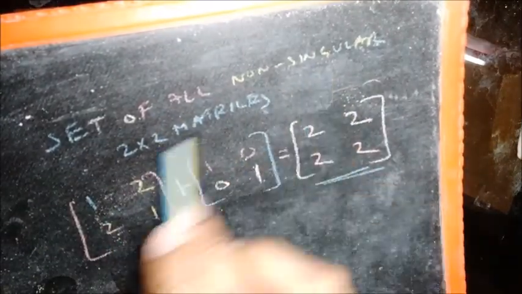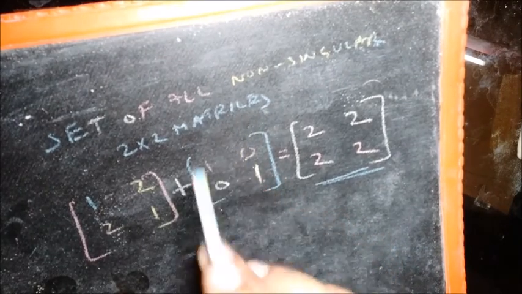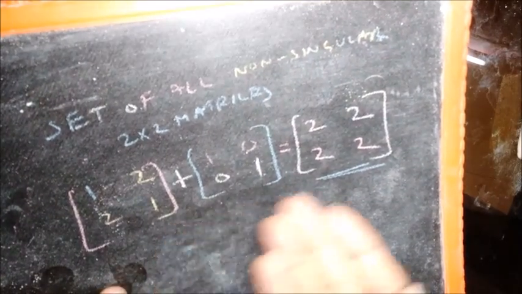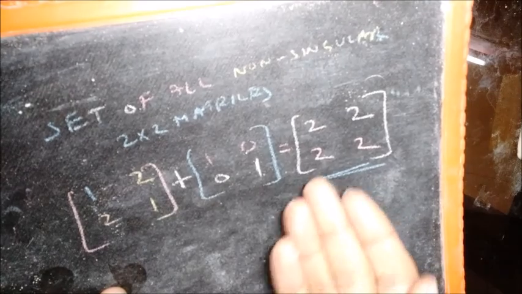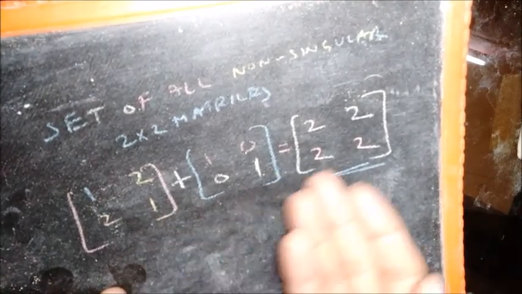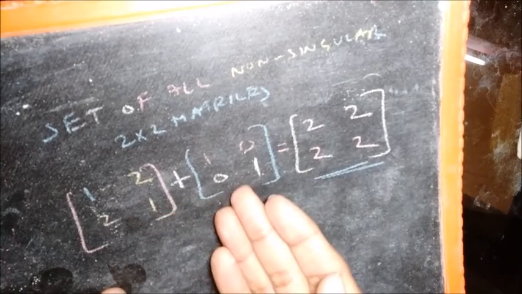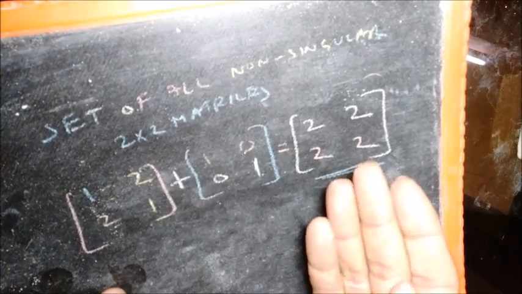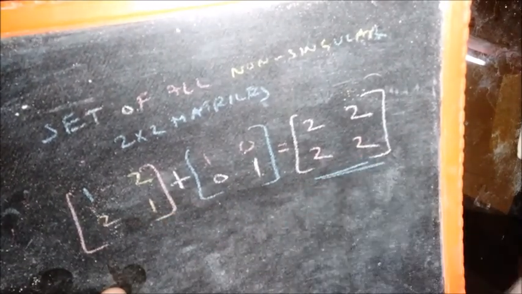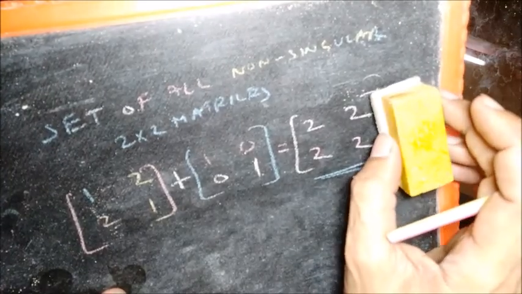So the set of all non-singular 2 by 2 matrices, if we define addition like this, will not be a vector space because the addition is not closed. The result of adding two non-singular matrices is not always a non-singular matrix. It is out of the set. So the set is not closed, so the closure property is not satisfied.